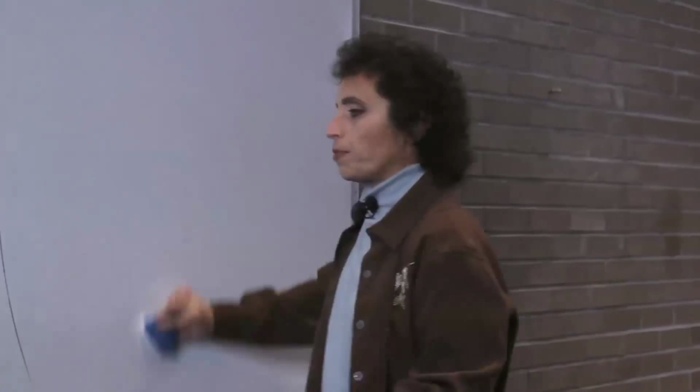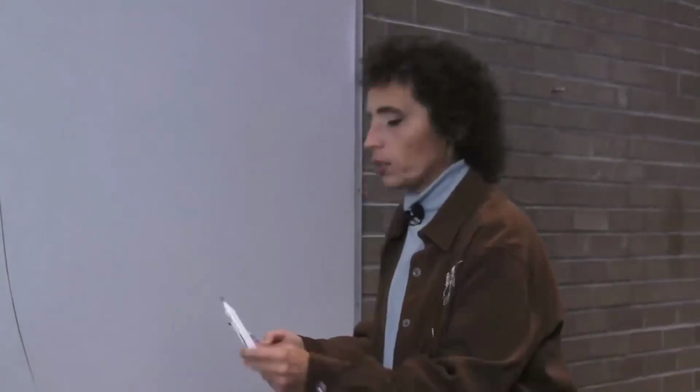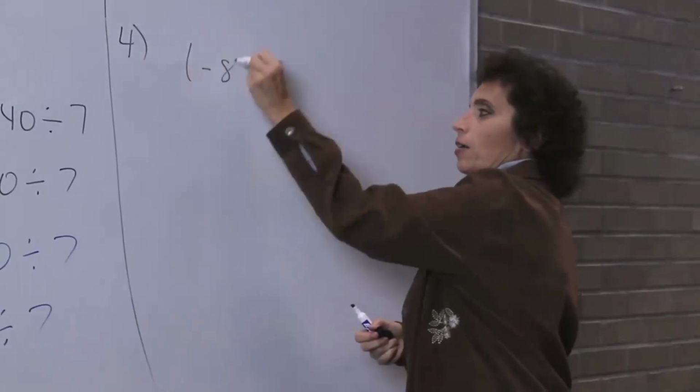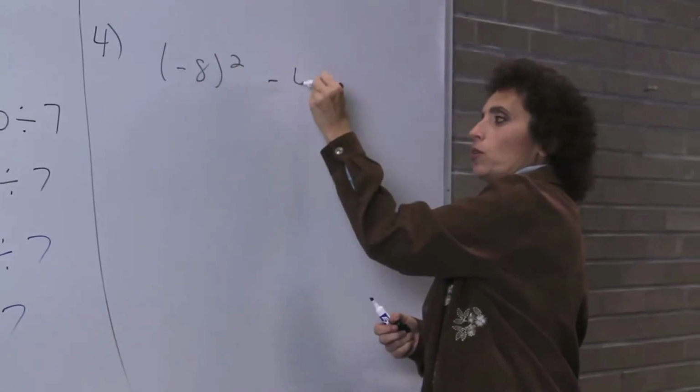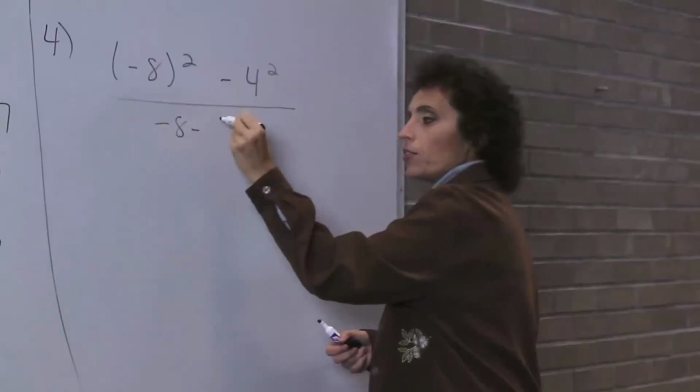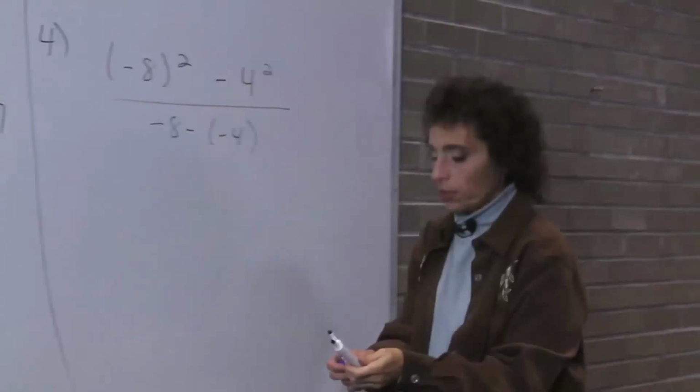Okay, let's try number 4. Oh, number 4 looks fun. Let's do 4. Okay. I may be the only one who thinks this is fun, but that's okay. All right, -8 minus 4.